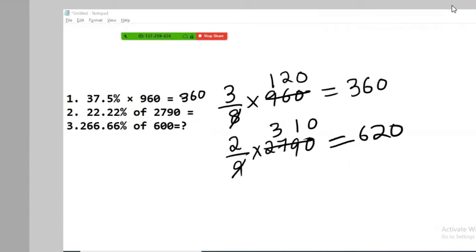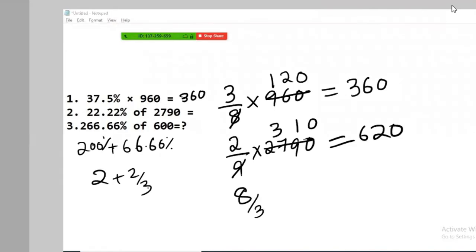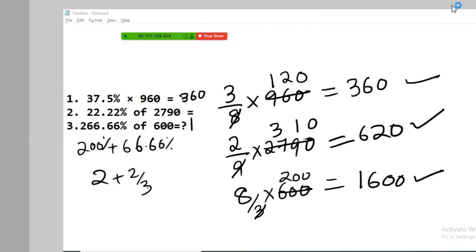266.66% of 200. You can write this as 200 plus 66.66%, so that is nothing but 2 plus 2 by 3. That is nothing but 3 twos are 6, 6 plus 2, 8 by 3. So 8 by 3 of 600. 3 ones are 3, 200s are, so 8 twos are 1600. So answer for this question is 1600. For the second question, 620. I hope this is clear. Let's go to the next question.